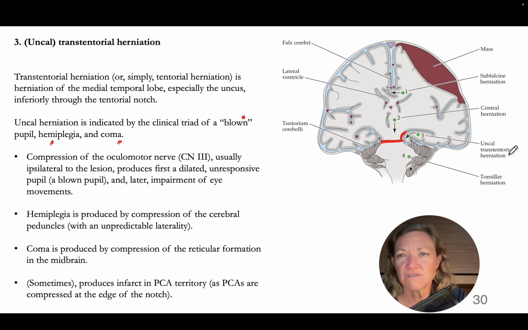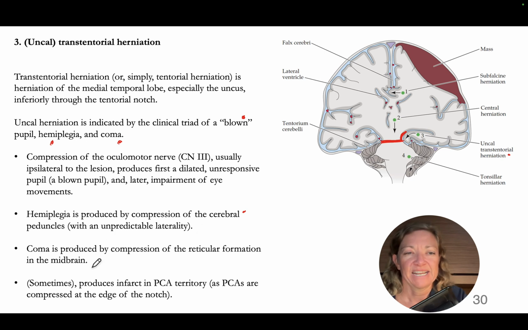So remember that the dura is not yielding, right? It's not bone, but it's still a rigid thing for brain structures to get compressed against. So this is what happens here. And so the hemiplegia results from cerebral peduncle damage. This is less predictable in terms of laterality. I'll show you what I mean by that in a second.